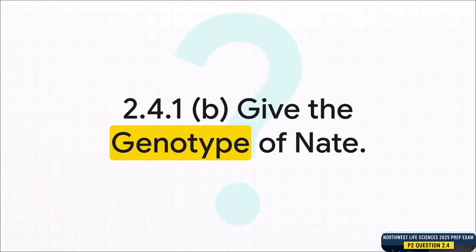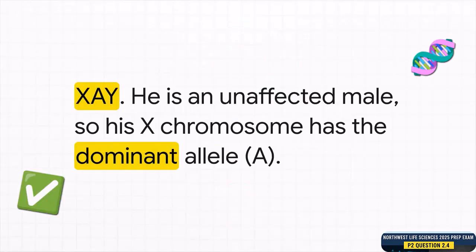Okay, next up, genotype. This time, we're not looking at the outside trait. We're looking at the genetic code on the inside. So what is Nate's specific combination of alleles? Well, Nate is an unshaded square. Square means he's a male, so he has an X and a Y chromosome. Unshaded means he's unaffected, and because this is an X-linked trait, his one and only X chromosome must be carrying that dominant, healthy allele, so his genotype is XAY. Another 2 marks in the bag.